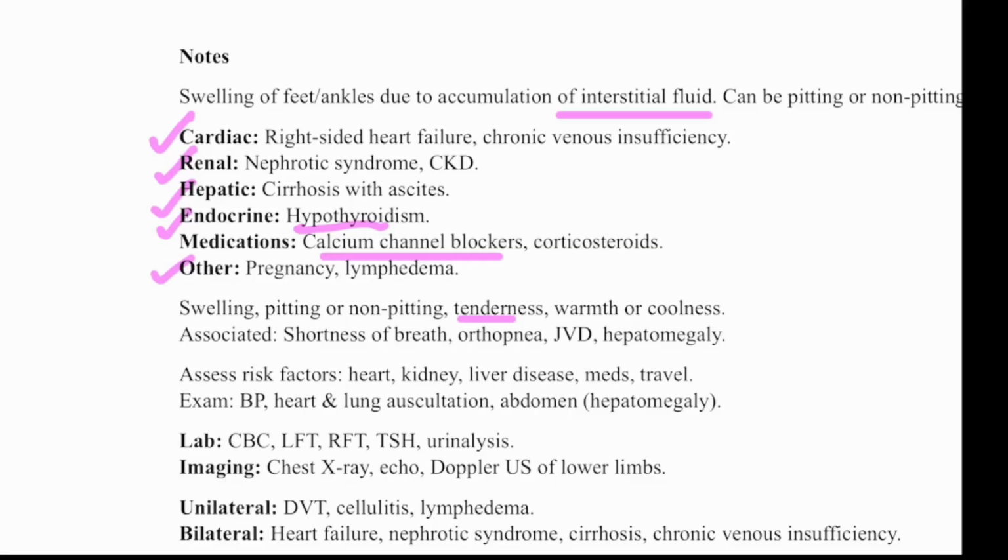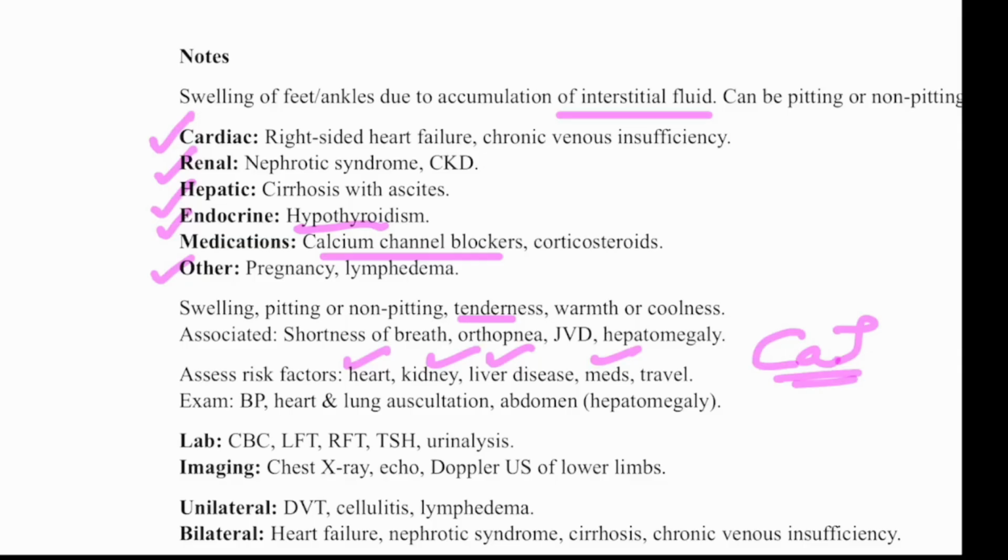So always look for other symptoms and risk factors of heart disease, kidney disease, liver disease, and medications, very important, especially the calcium channel blocker, very important. And you should examine the patient for the blood pressure. If the blood pressure is high, always ask whether he is taking a calcium channel blocker. Examine the heart, examine the lung, and examine the abdomen for hepatomegaly and ascites.